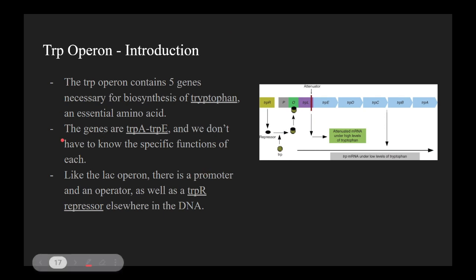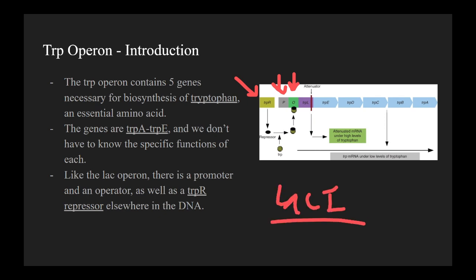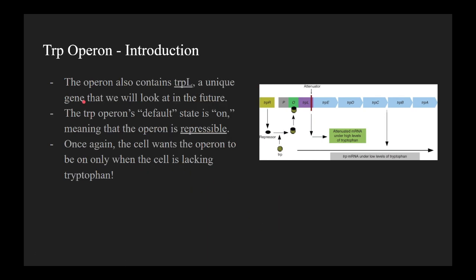So we don't have to look at the specific functions of these, just know that it helps create tryptophan for the cell. And like the lac operon, we have the promoter, the P, we have the operator, then we have this trpR repressor that's constantly being made outside of this operon somewhere else. So this trp repressor is always going to be there. And this is the equivalent of the lacI gene that's elsewhere in the DNA in the lac operon.